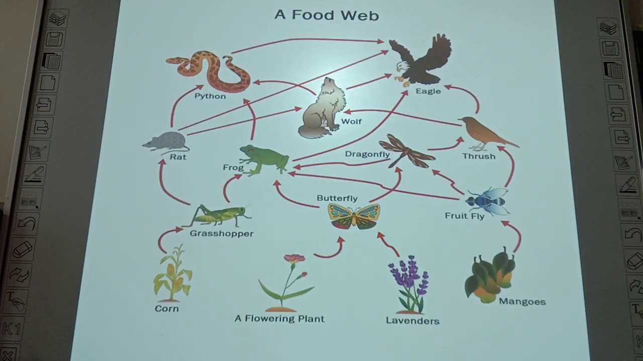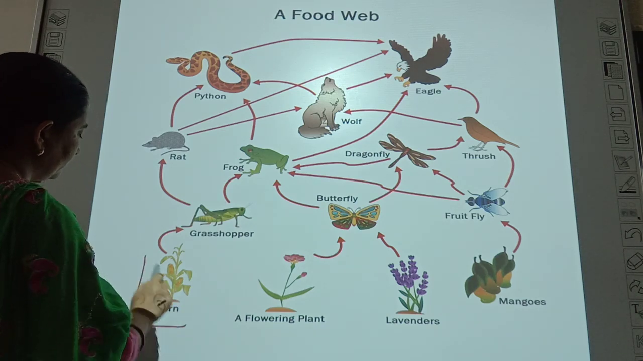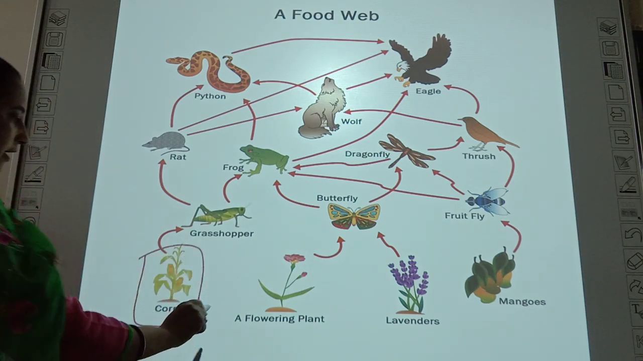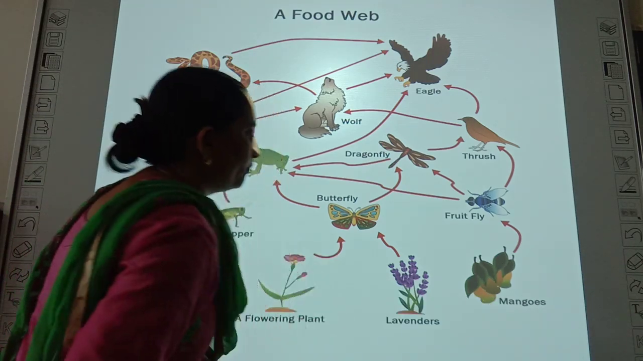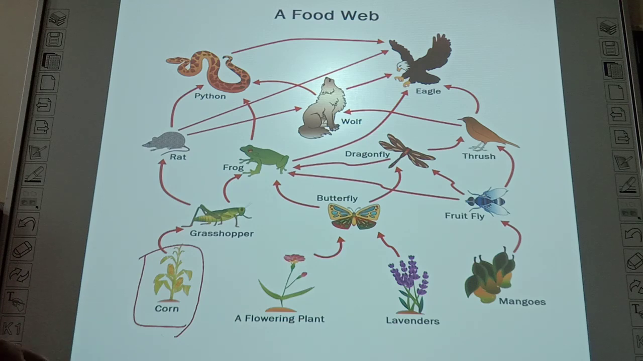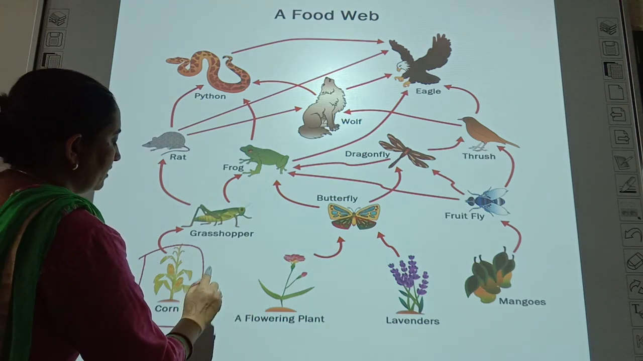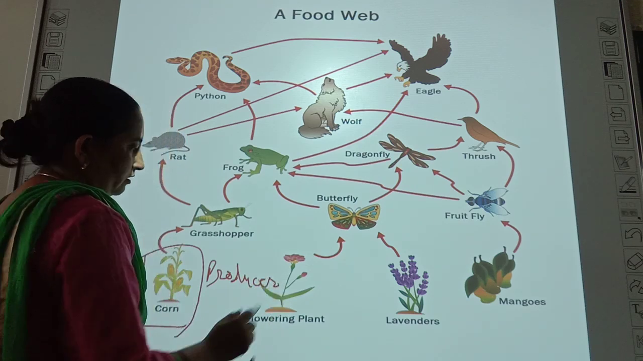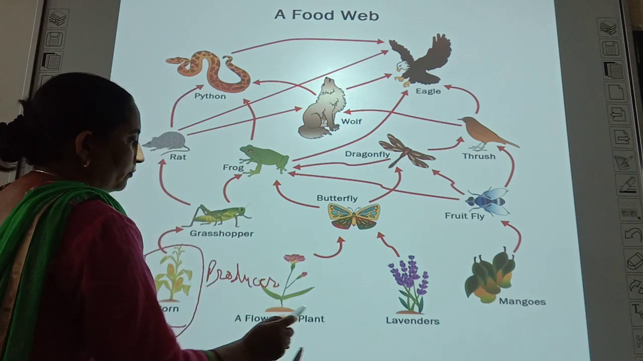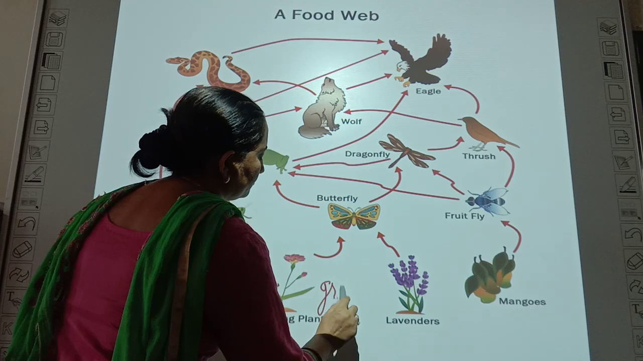Here it is a network of food chains. You can see here it is a corn plant, it is a flowering plant, and also a lavender plant and a mango tree. Here you can find these are the producers. Producers are green plants.